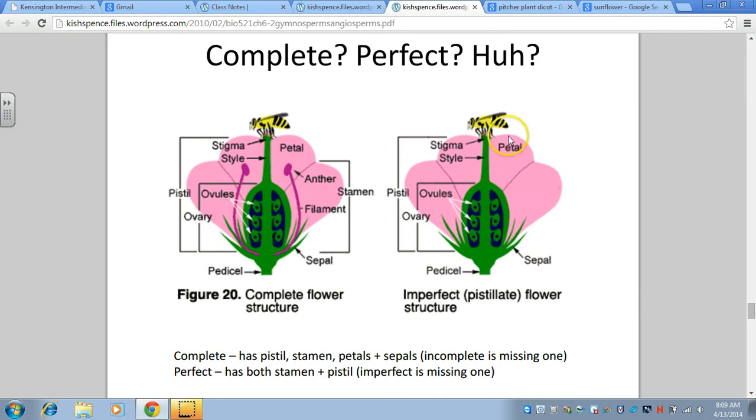Another way they classify them is as perfect or imperfect. That has to do with whether it has both male and female parts or not. So if it has both, it's called perfect.